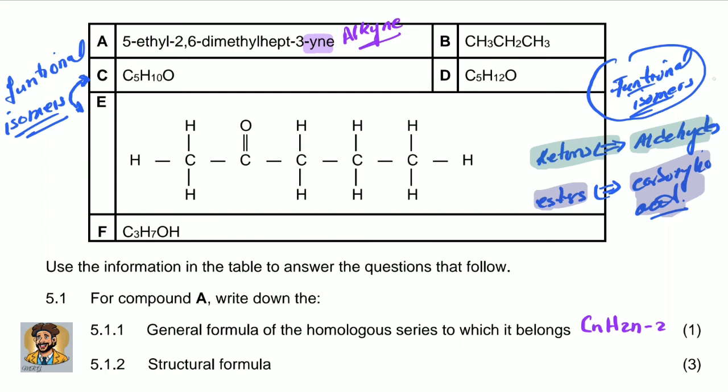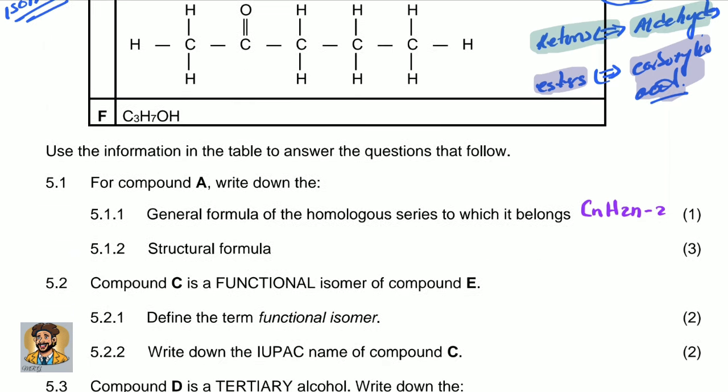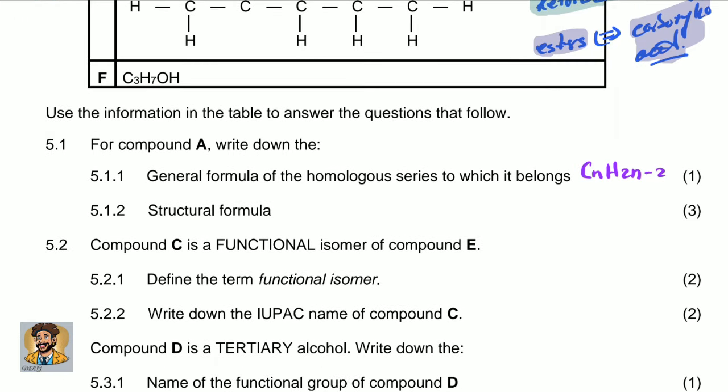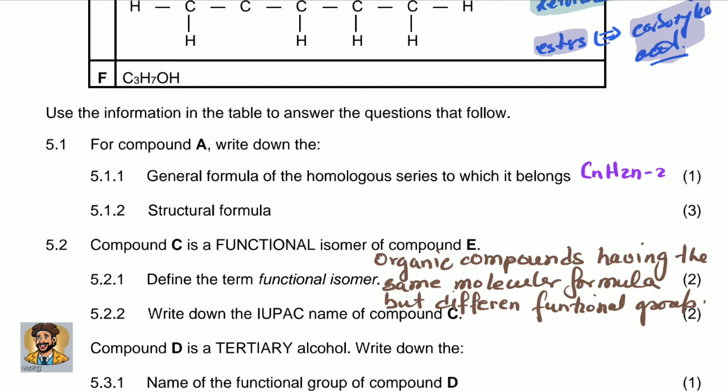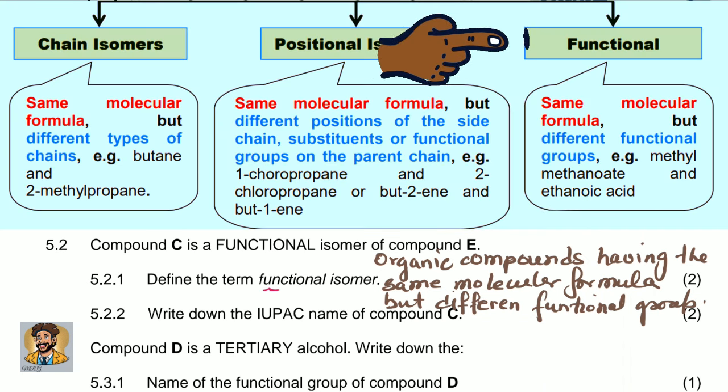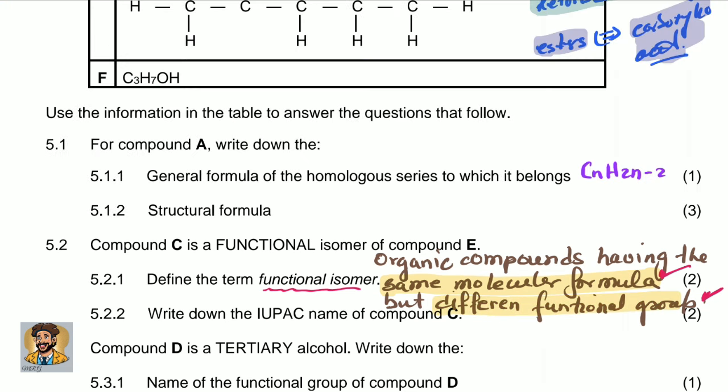So now we have to keep reading. Those are the 2 combinations we have. They say define the term functional isomer. What is functional isomer? Functional isomers are those organic compounds that have the same molecular formula but different functional group. There's 2 marks for that. And remember, they have the same molecular formula, different functional group. Those are the most important part in this definition.